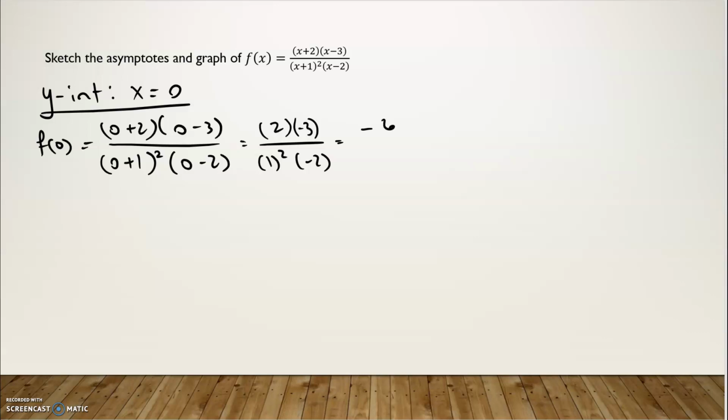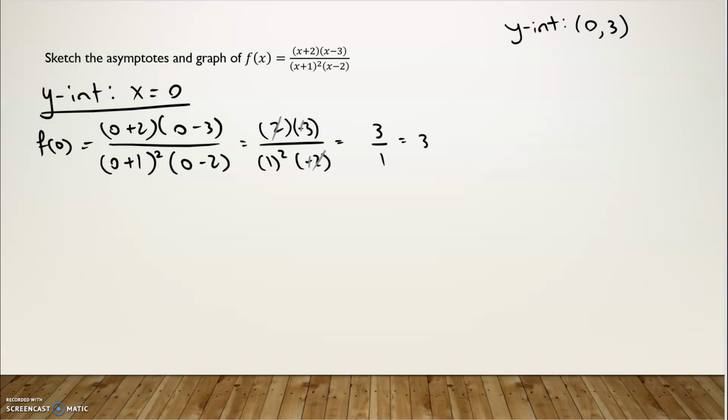Actually, let's go ahead and cancel out some things: the two negatives here, the 2's here. So that would be 3 over 1 squared, which is 1. So that's 3. Okay, so I'm going to write over here that we have a y-intercept, and that is going to be (0, 3).